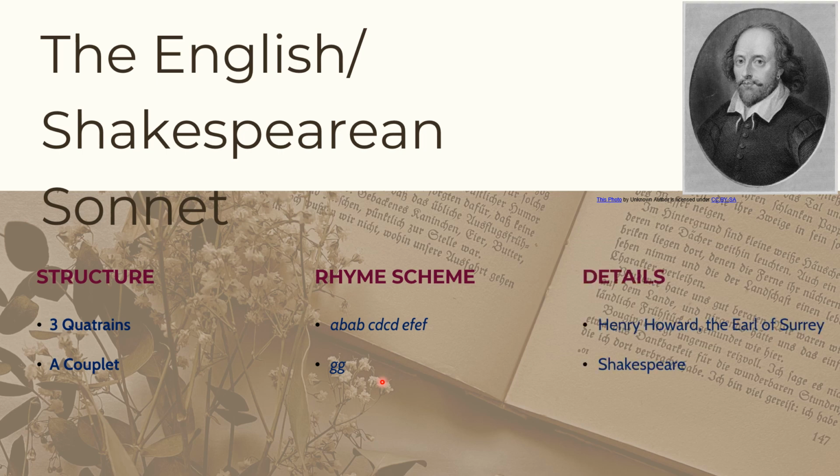And now going to the details. As I have told earlier, it was introduced to English literature by Henry Howard, the Earl of Surrey, in the 16th century, and this form was practiced a lot by William Shakespeare. Shakespeare wrote 154 sonnets in total, which were published in the year 1609. The earlier sonnets written by Shakespeare were dedicated to Mr. W.H., and the later sonnets were dedicated to a mysterious dark lady.